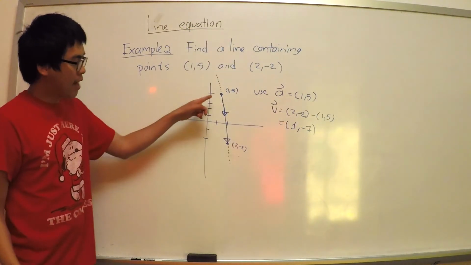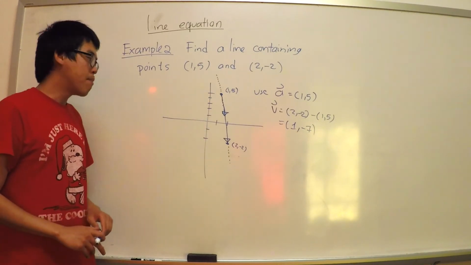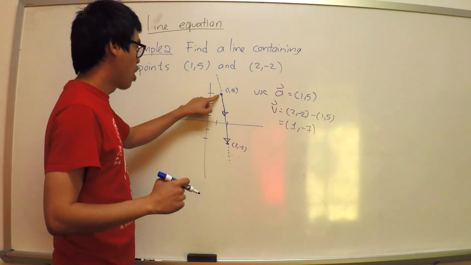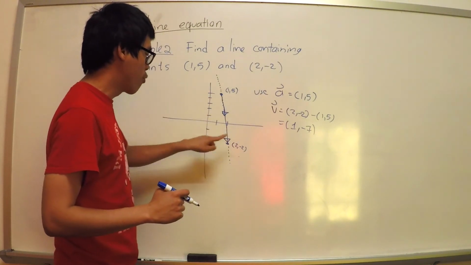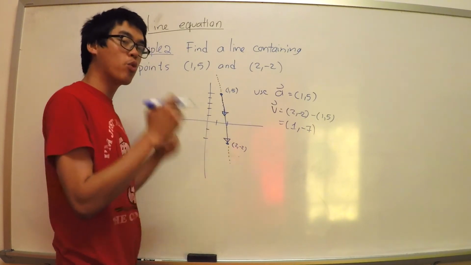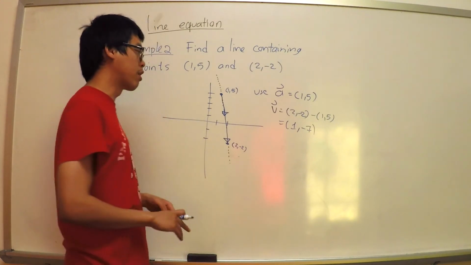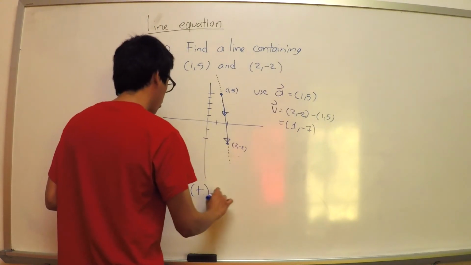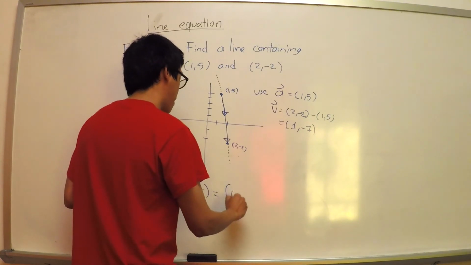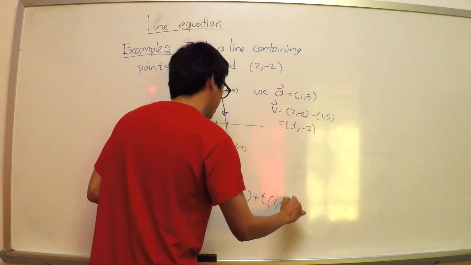Just like a, it doesn't really matter which point you use. v also doesn't really matter which one you subtract from the other one. You can start here and end here, which means you do (2, 2) subtracted by (1, 5), or you can do it the other way around. You get a slightly different answer at the end, but both will be correct. L(t) will be (1, 5) plus t times (1, -7).